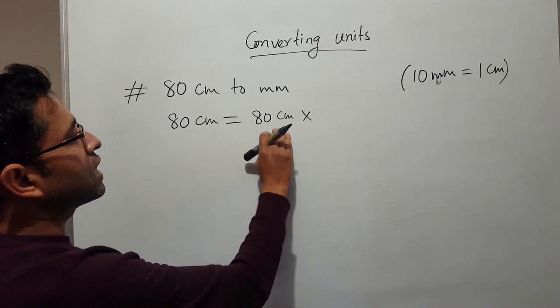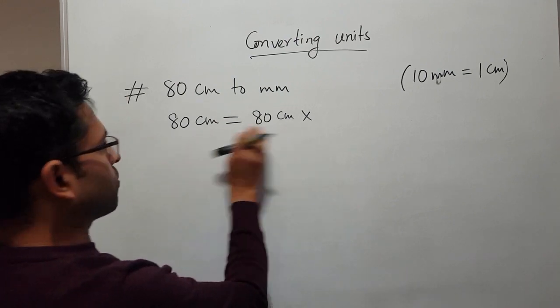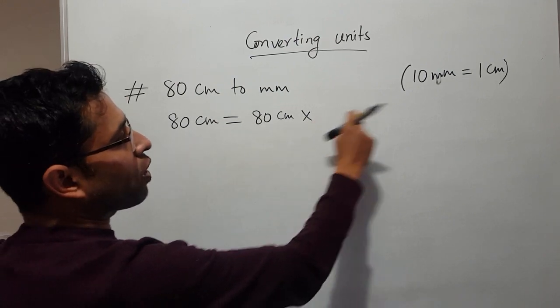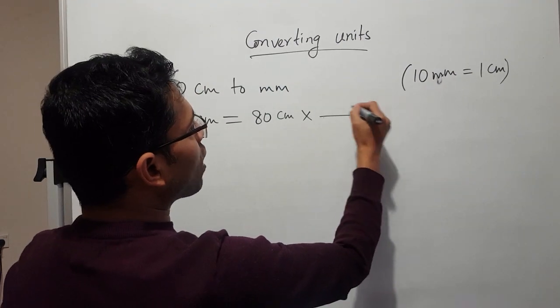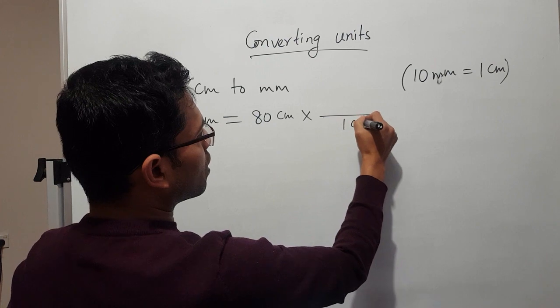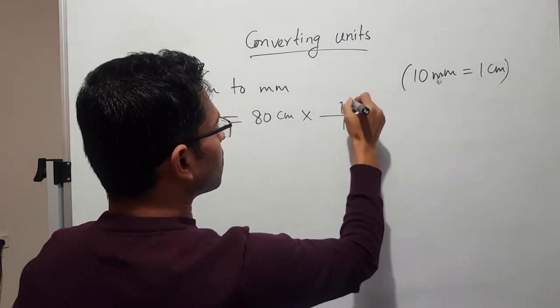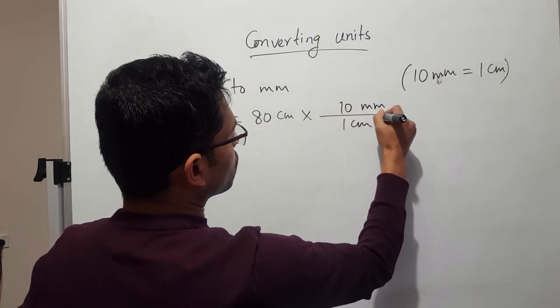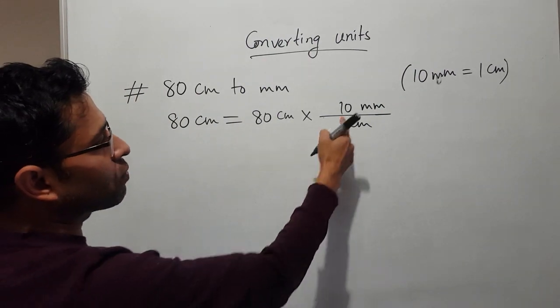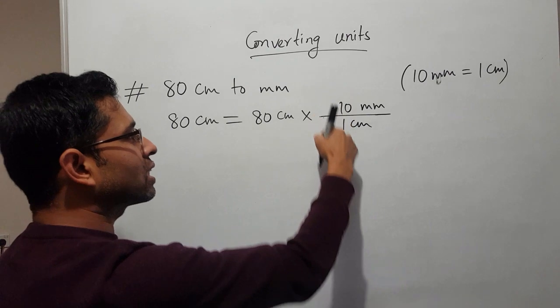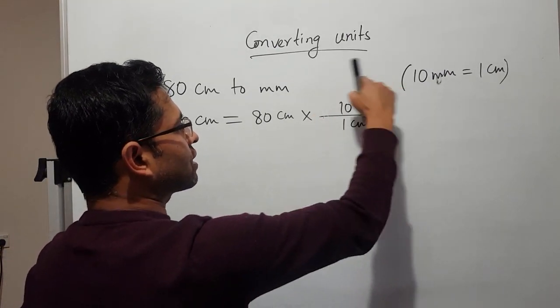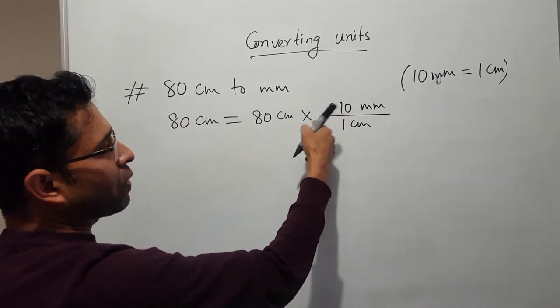So I'm just writing 80 centimeter, and I'm writing exactly the same thing, but I am writing the conversion factor. 1 centimeter is equivalent to 10 millimeter. So I'm writing the same thing. 10 millimeter means 1 centimeter. So I'm writing 1 centimeter over 1 centimeter. Basically, I am not doing anything here. Actually, I am just multiplying with the 1.